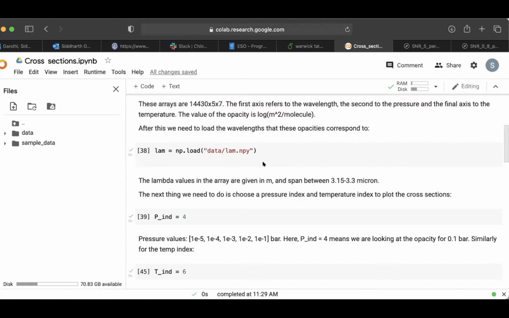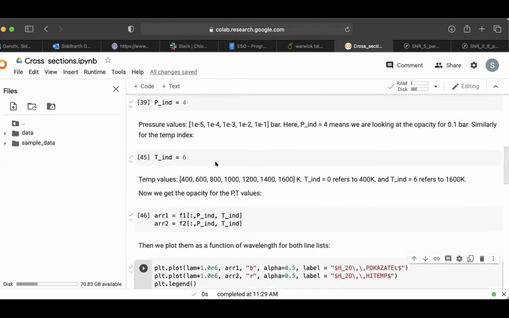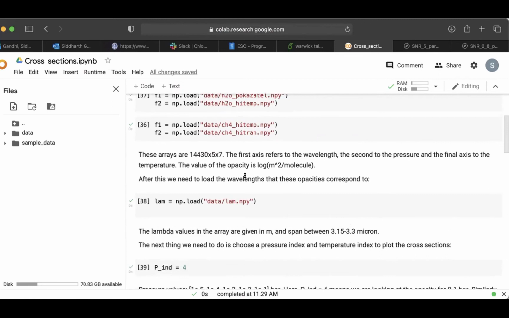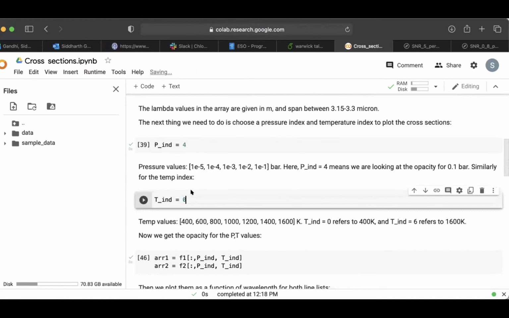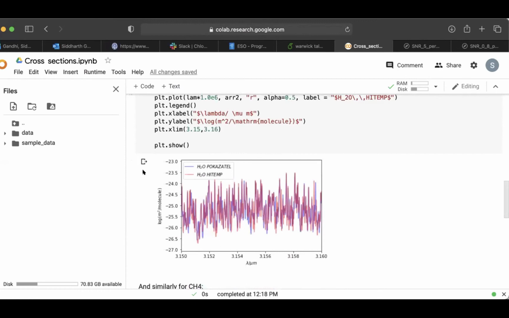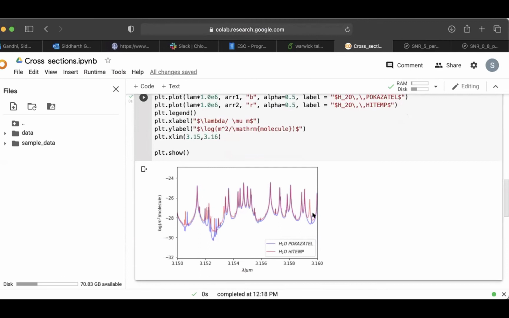Here I can just switch to the Colab, where I've put the Pokazatel and the HITEMP line list for water, and then the HITEMP and HITRAN line list for methane, just so you can have a play around with them. I'm just going to very quickly show you. Let's plot 400 Kelvin, and then let's look at water at 400 Kelvin. Between the two, you can see that they agree pretty well. There are some small differences, but we're really capturing the behavior quite nicely.